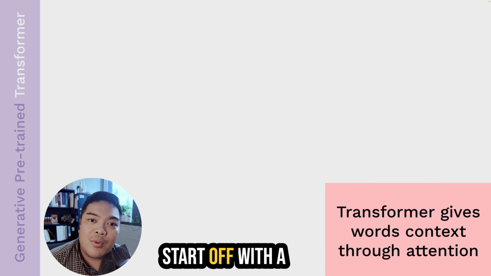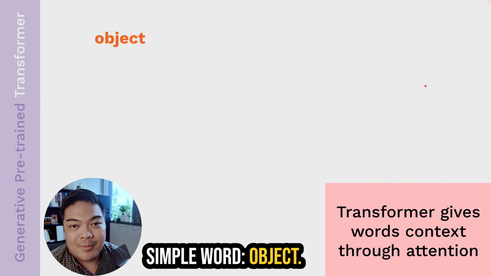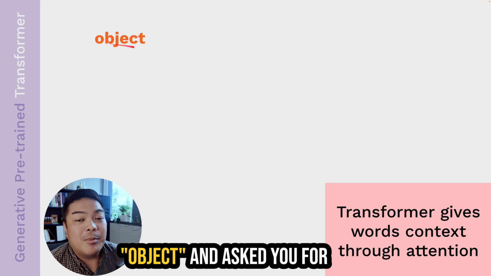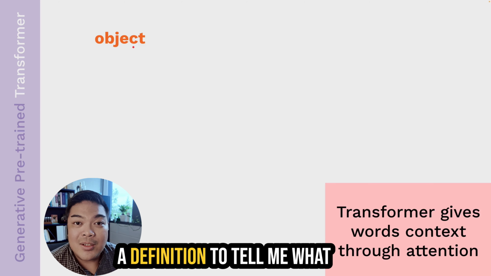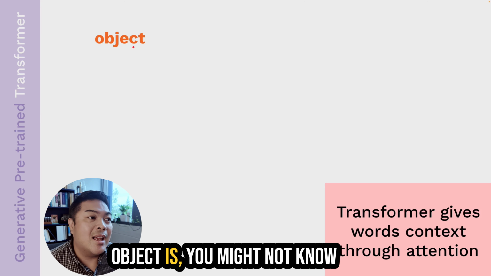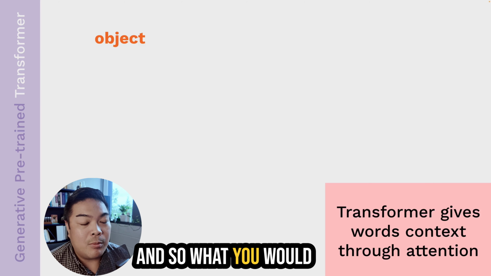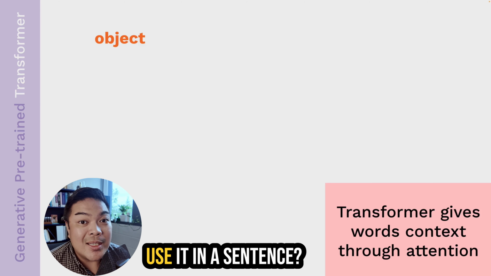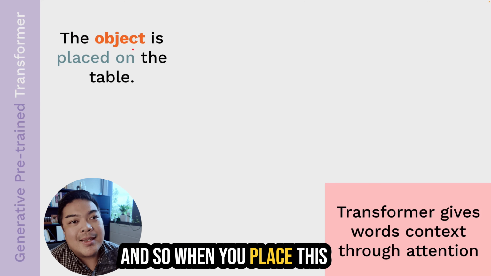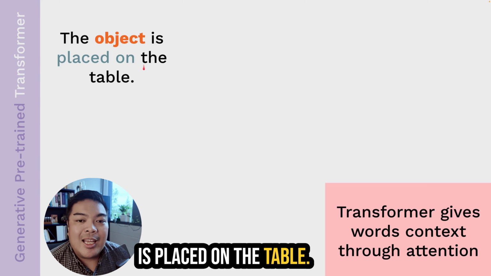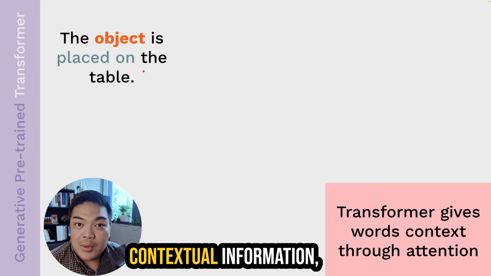So for example, let's start off with a simple word, object. If I just gave you this word, object, and asked you for a definition to tell me what the meaning of the word object is, you might not know because there are different meanings of the word object. And so what you would probably ask for is, can you use it in a sentence? So when you place this in the sentence, the object is placed on the table, now we have some contextual information.